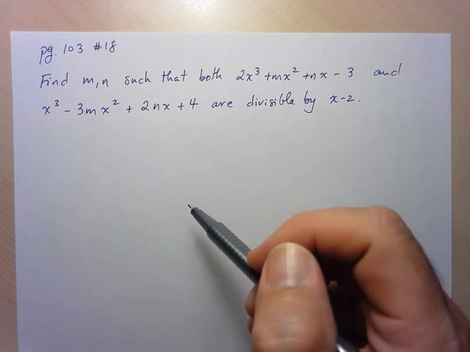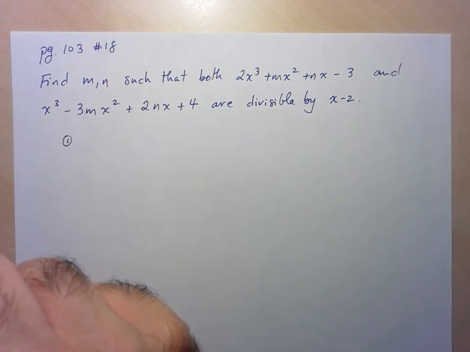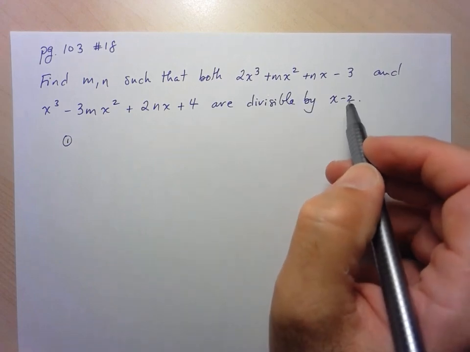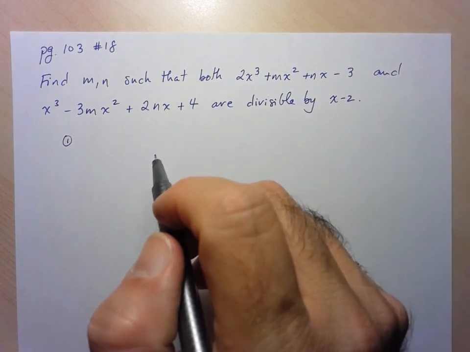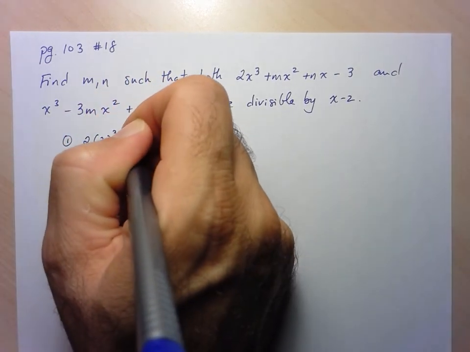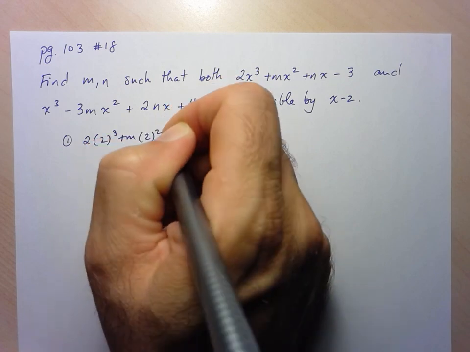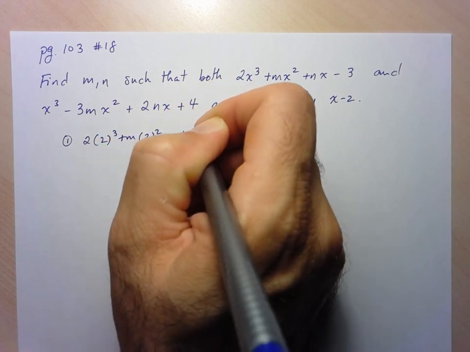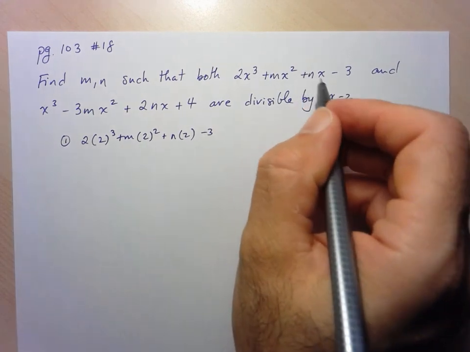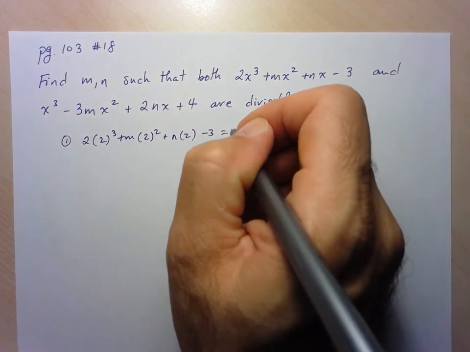Okay, so let's start with the first polynomial. If I evaluate this polynomial at 2, because x minus 2 is a perfect divisor, that'll be equal to 0. So 2 times 2 cubed plus m times 2 squared plus n times 2 minus 3. So this represents the remainder of that division, and I know that that needs to be equal to 0.